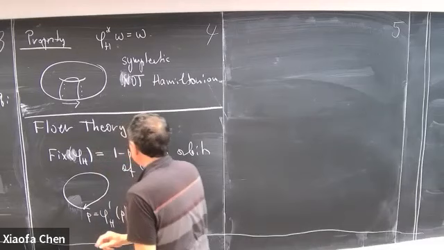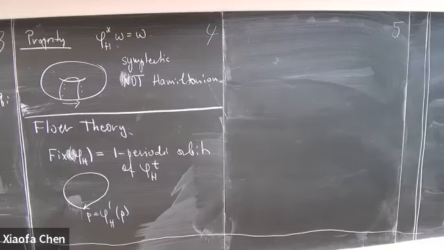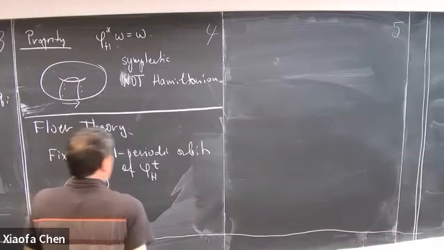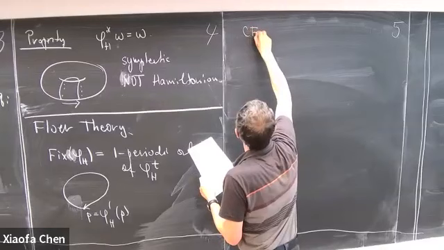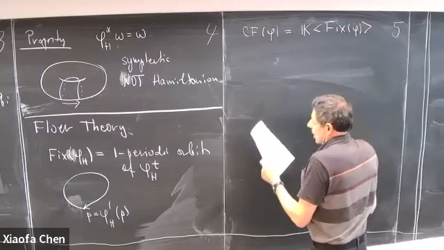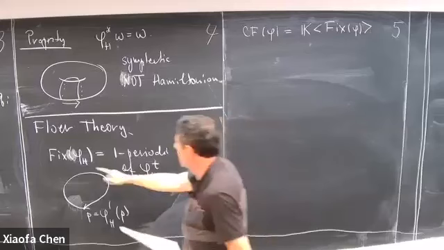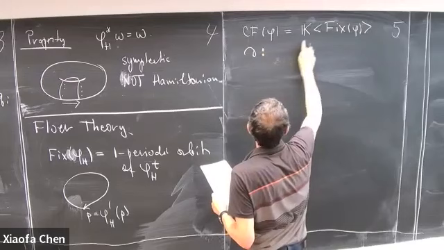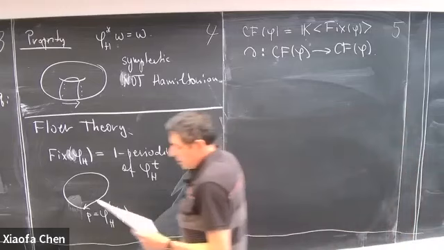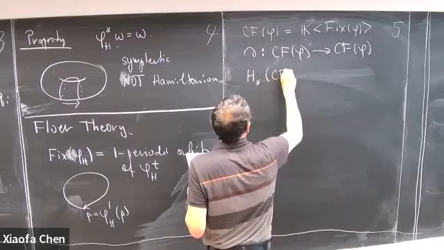So what Floer did, he said that one can take these fixed points, the one-periodic orbits, and organize them in a complex over a suitably chosen field. It's called the Floer complex. The dimension of this complex is exactly the number of the fixed points. And there is a differential here, which is absolutely immaterial for us. And therefore, there is a homology, which is called the Floer homology of phi.